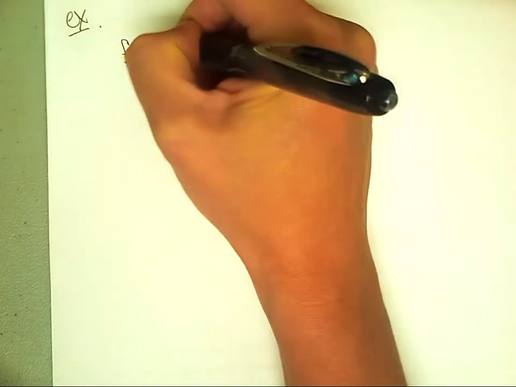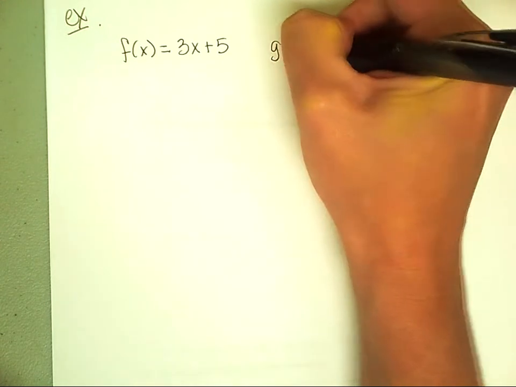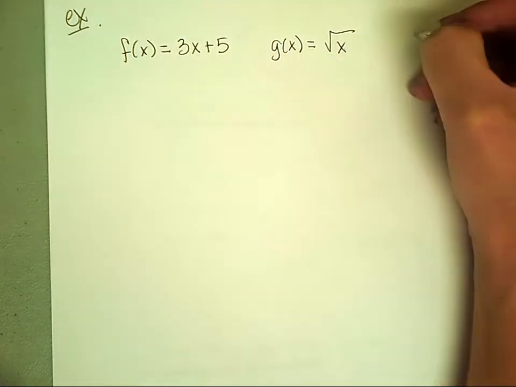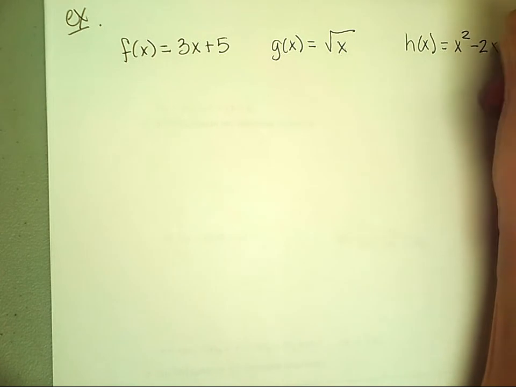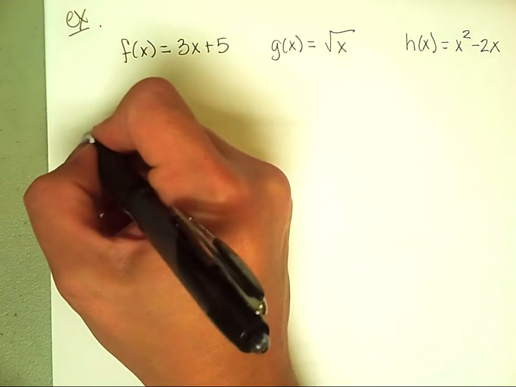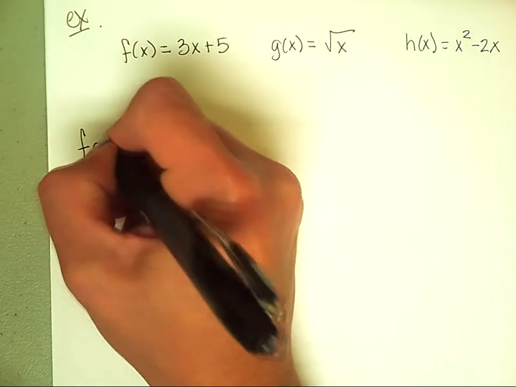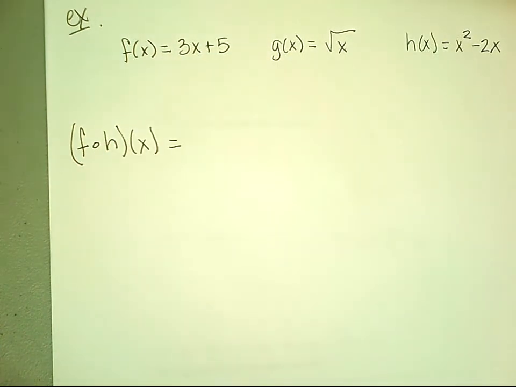And you can compose more than one function. That's not a problem. Let's do an example. Let's say we have f of x is equal to 3x plus 5, and g of x is equal to the square root of x, and h of x is equal to x squared minus 2x. Let's find f composed of h of x.